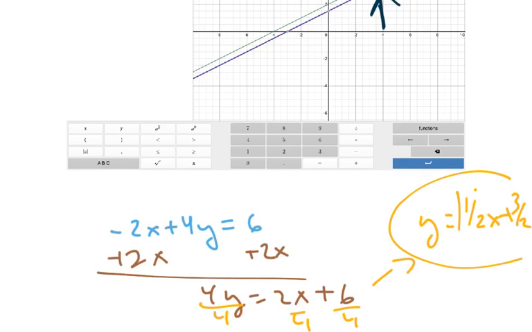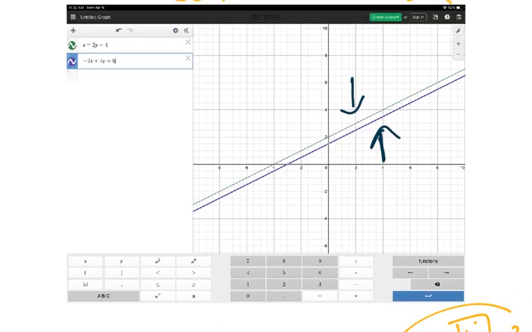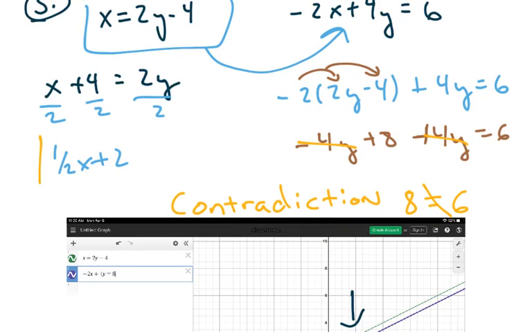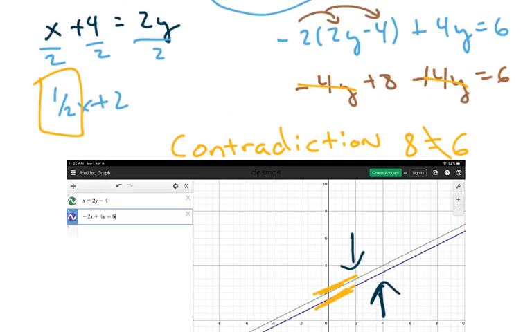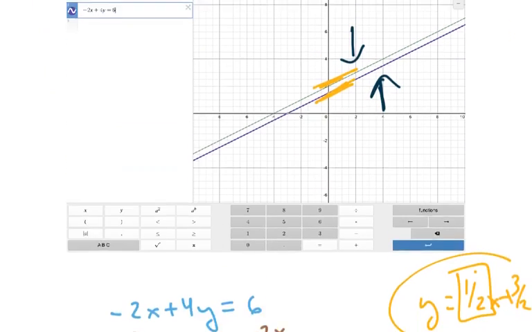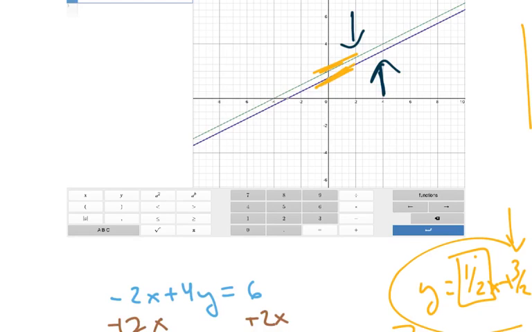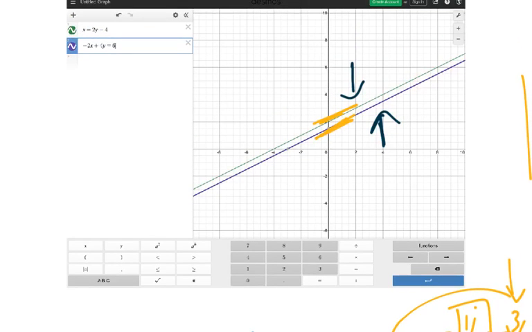Okay, I want you to notice that the slope is 1/2 here, and the slope is 1/2. And what that means is that these lines have the same slope. So if they have the same slope, yet different y-intercepts, 2 versus 3/2, then what that means is that the lines are of course never going to cross. So realize that sometimes you don't get a solution. Let's look at the next one.